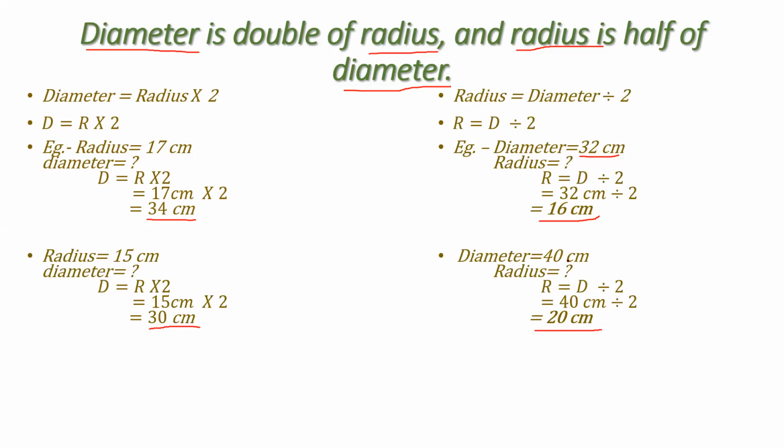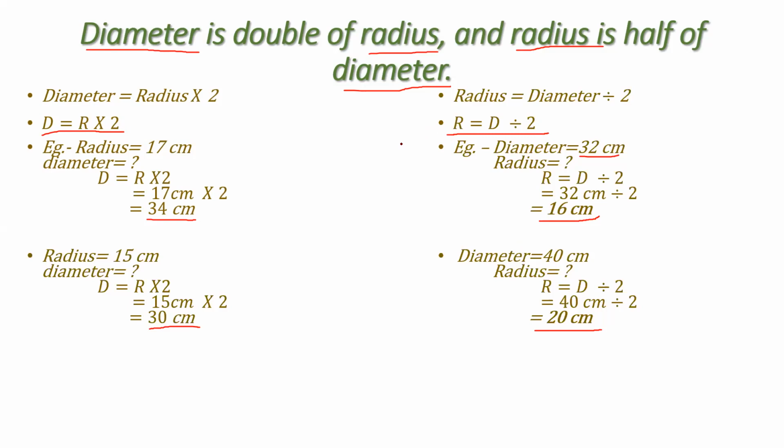I think you understood this concept, children. So if you have radius, you can find diameter by this formula, and if you have diameter and you want to find radius, you can find it by this formula.